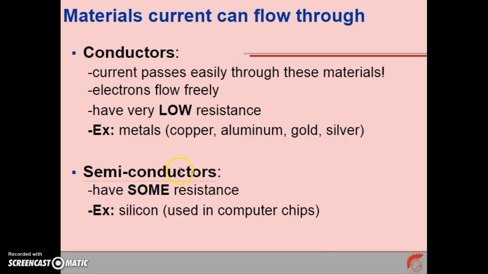But then there are also semiconductors. They have some resistance. Silicon, which is used in computer chips, would be considered a semiconductor.